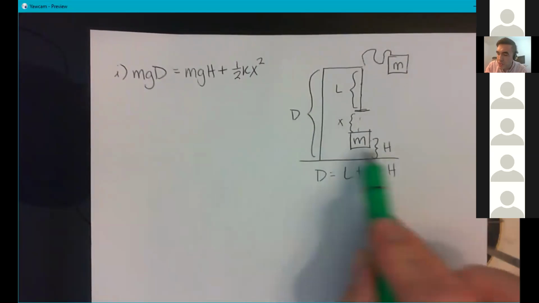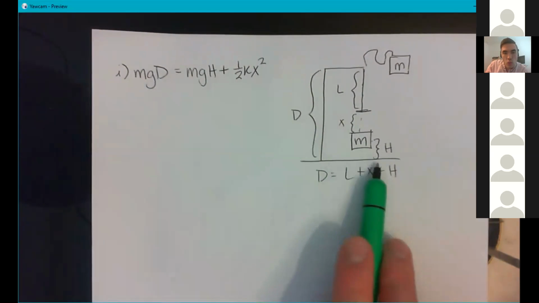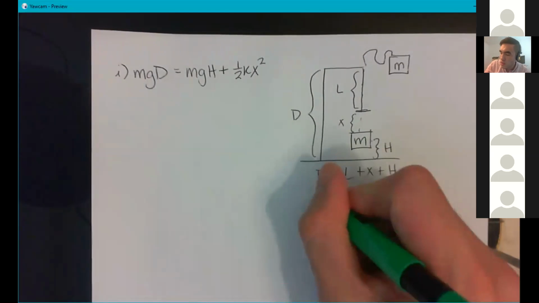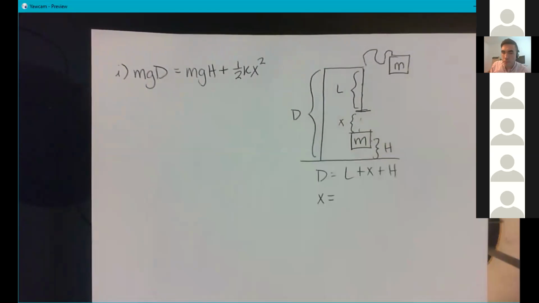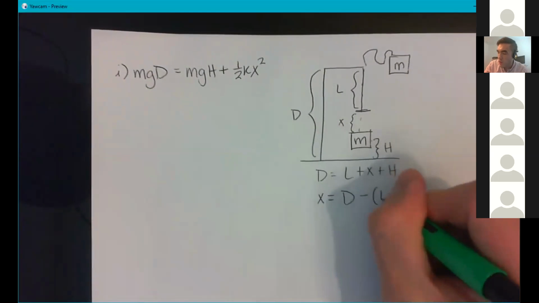And so the one here that I needed to get so that our equation here would be in terms of only what was given, we need to isolate x. So that is to say x, the amount that the bungee cord stretches, must be equal to d minus the quantity of L plus h.